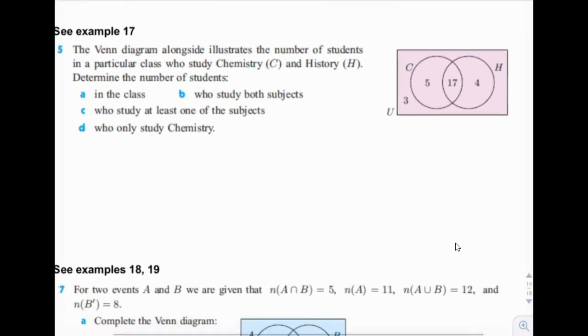Here's something new. Instead of drawing little dots for numbers of people, we're putting the total number of objects or people inside each of the regions. Okay, it's kind of an abbreviation.